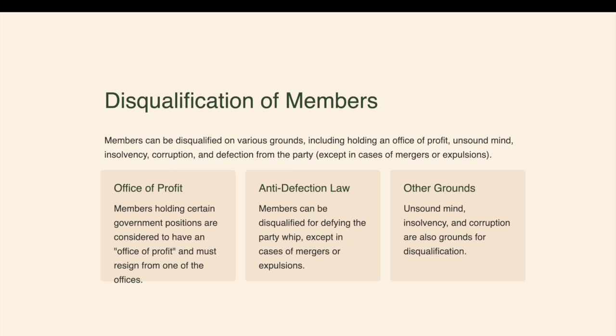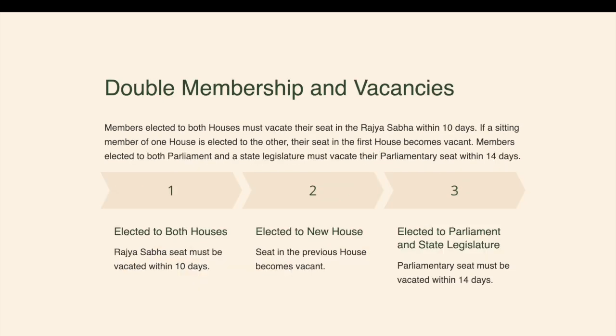The second is anti-defection law. Members can be disqualified for defying the party whip if the party has issued a whip, except in cases of mergers or expulsion, where this anti-defection does not work. So a kind of wholesale defection is still allowed. Other grounds are if a person is of unsound mind, insolvent, and corruption are also grounds for disqualification. In the Representation of People's Act, if you are convicted for a crime and get a punishment of more than 2 years, you will be disqualified. All these provisions are there for the disqualification of members.